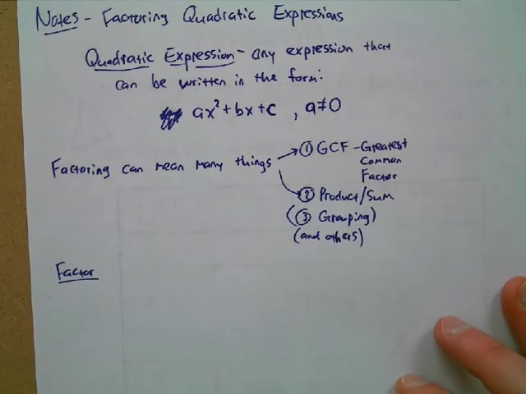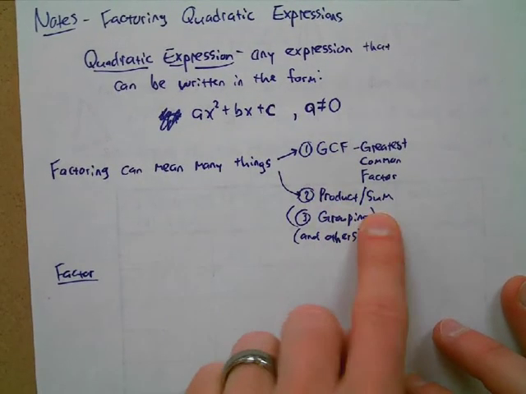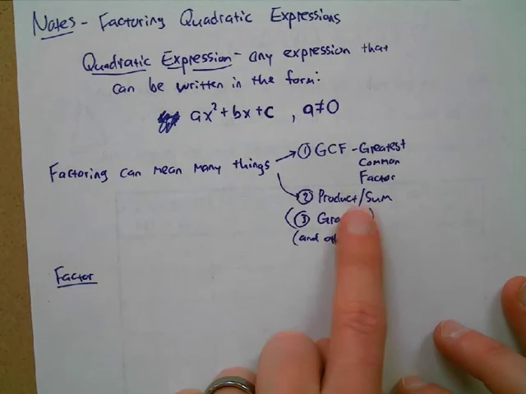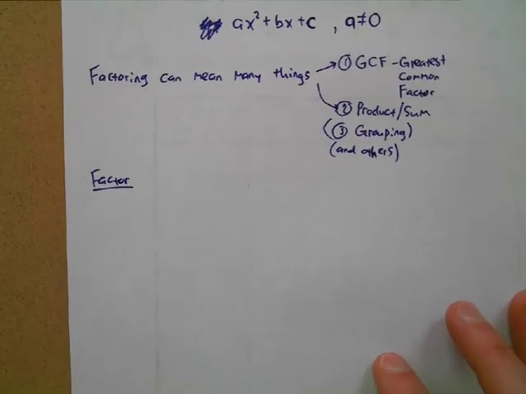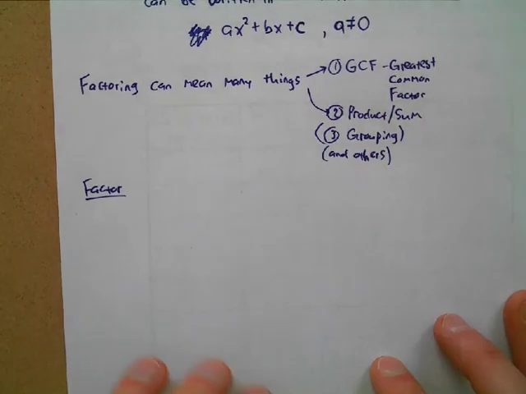And then also you have to determine, can I use product sum? That's part of the factoring too. Can I use that method? Whether or not you can, you have to figure that out. That's part of the challenge here, because some things don't factor. So anyway, let's take a look at an example here.